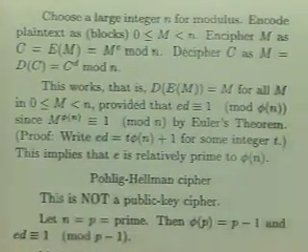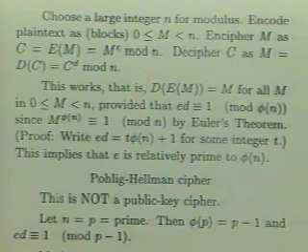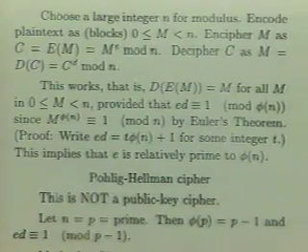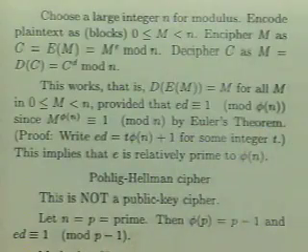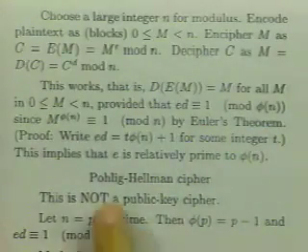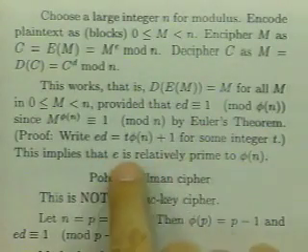the reason this works is because of Euler's theorem. Euler's theorem is what makes the algorithm work. If you write ed congruent to 1 modulo phi of n, it means that ed is one more than a multiple of phi of n.